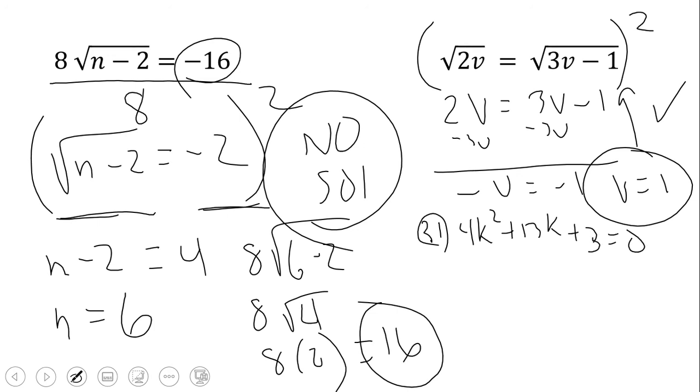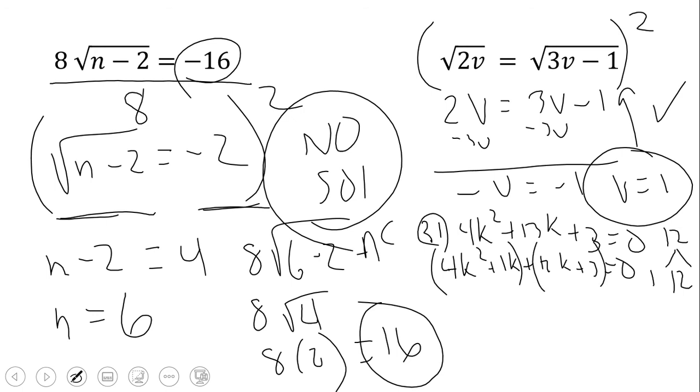Again, you could either do this using the quadratic formula or using factoring. If you're going to use factoring, it's the AC method. So you would multiply 4 times 3, which would give you 12. You'd be looking for two numbers that multiply to be 12 and add up to be 13. That's only going to work if you use 1 and 12. You're going to take that 1 and 12 and split up the middle term. So 4k squared plus 1k plus 12k plus 3 equals 0.